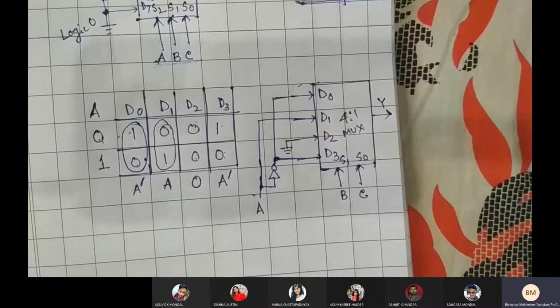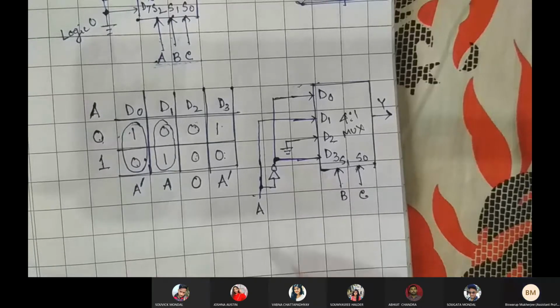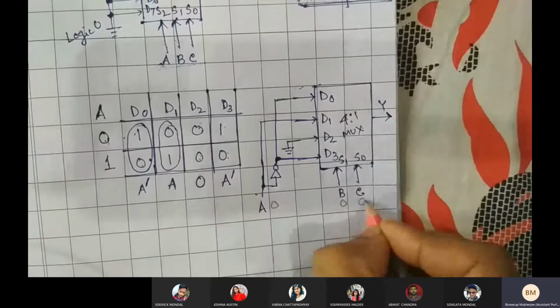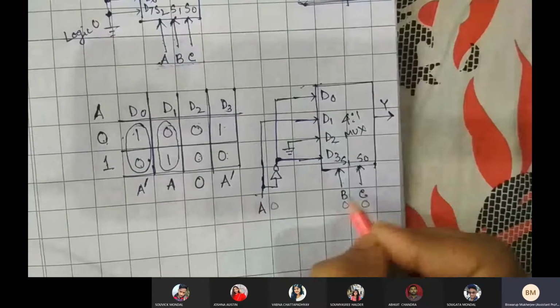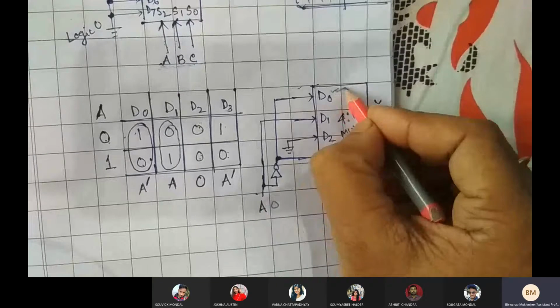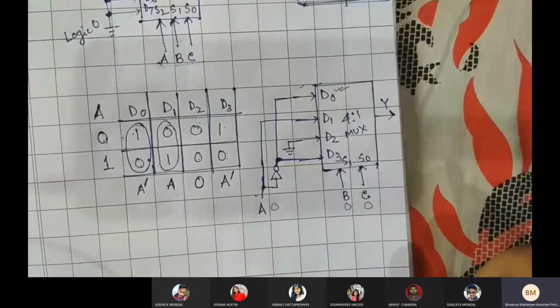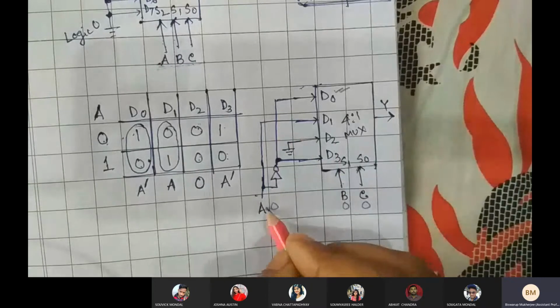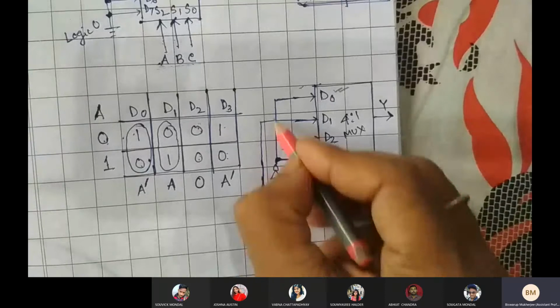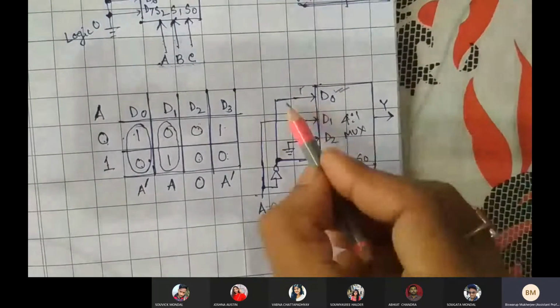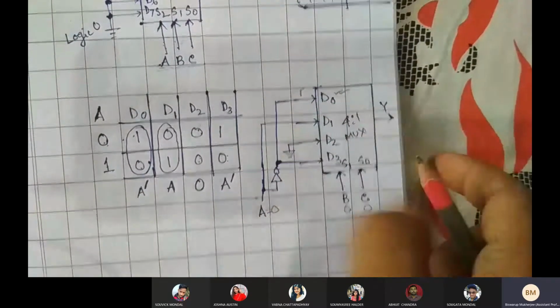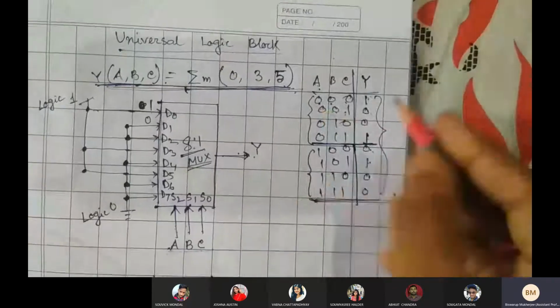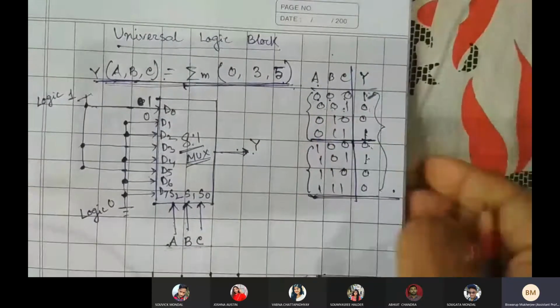Okay, so let me consider my input A, B, C equal to 0. So all three are 0. Let me have A 0, B 0, C 0. What will happen? BC is 0, 0, which means D0 will be selected. What is D0? D0 is A bar, right? What is A? A is 0 right now. So A bar is 1. So 1 will be the output at that time. You can see in the truth table, for the 0, 0, 0 option, output is 1. So it is matching, fine.